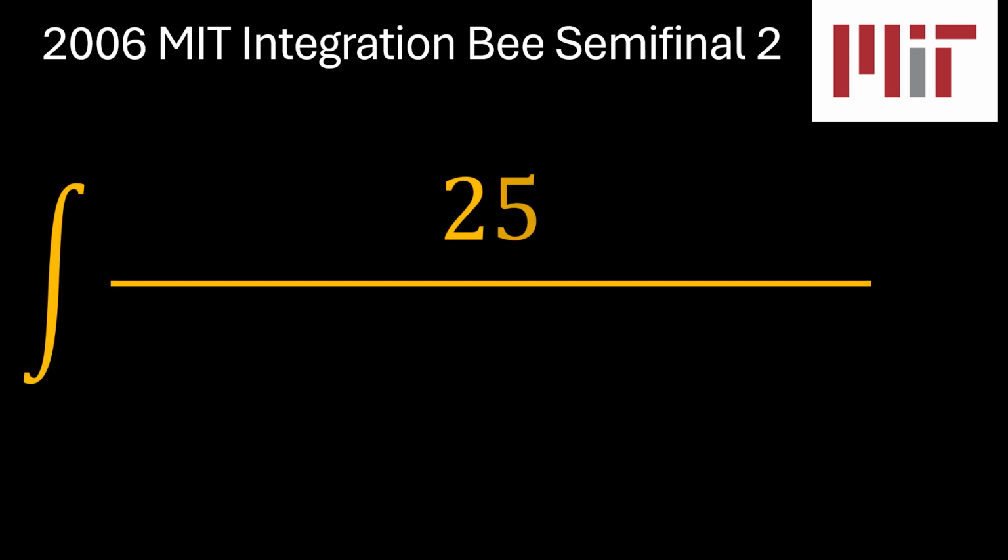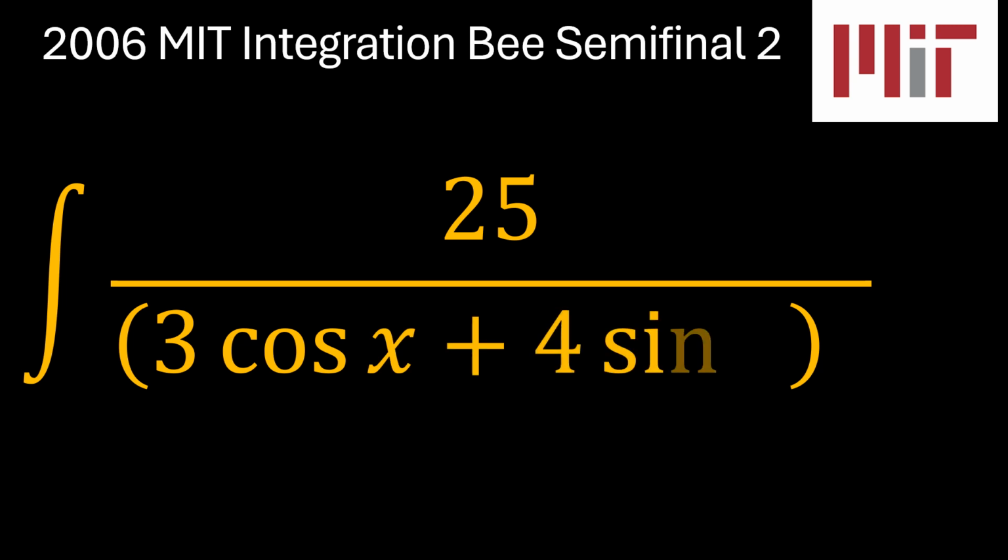On to problem number 2 of the semi-final, number 2 of the 2006 MIT Integration Bee, which is the indefinite integral of 25 over the square of 3 cosine x plus 4 sine x. So this is actually a very cool problem. We have two methods we propose.